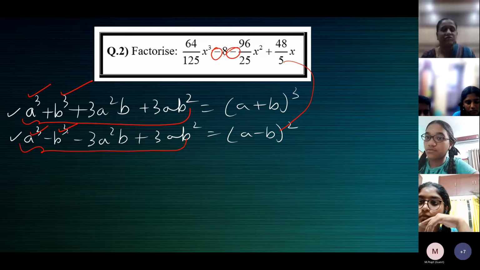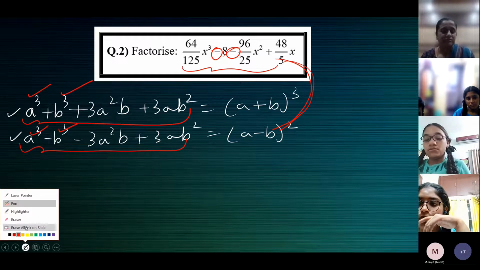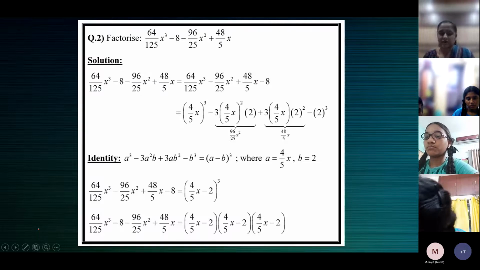Now you have to select which one of the 2 you must use to factorize the given expression. So clearly it is this one, the second one. We have to use the second one. So see the answer slide.